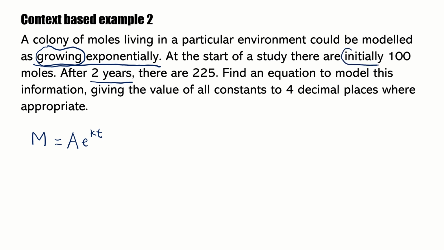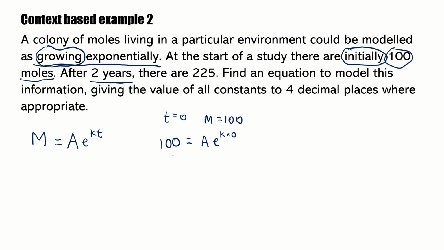They tell us that initially, so time equals 0, there are 100 moles. So therefore, we know when t equals 0, m must equal 100. We can already start to use that fact in our equation to find out what's going on. If we plug t equals 0 and m equals 100 in there, we get 100 equals e to the k times 0.